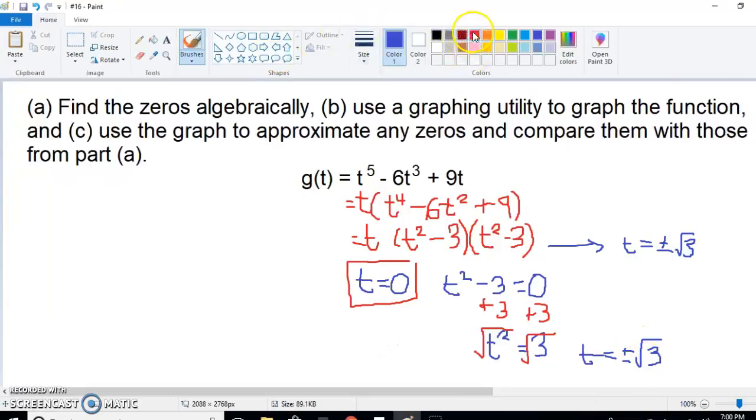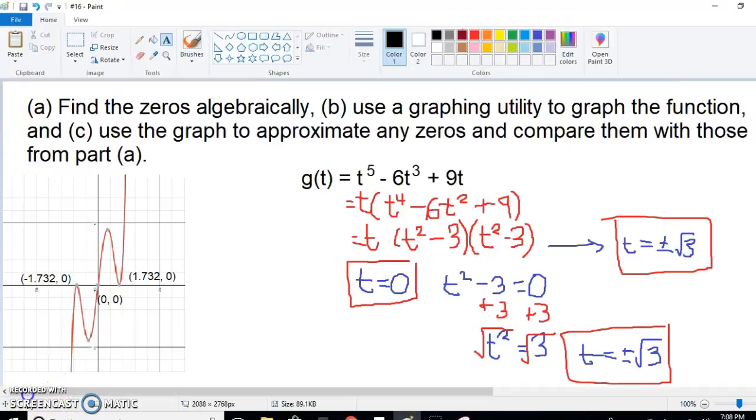Next, we're going to use a graphing utility to graph this function. You, of course, should use your graphing calculator to graph it. I used desmos.com, which showed me that the zeros, or the x-intercepts, are at negative 1.7320, 0, and then 1.7320. And then part C tells us to use the graph to approximate any zeros, which I just did, and compare them with those from part A.